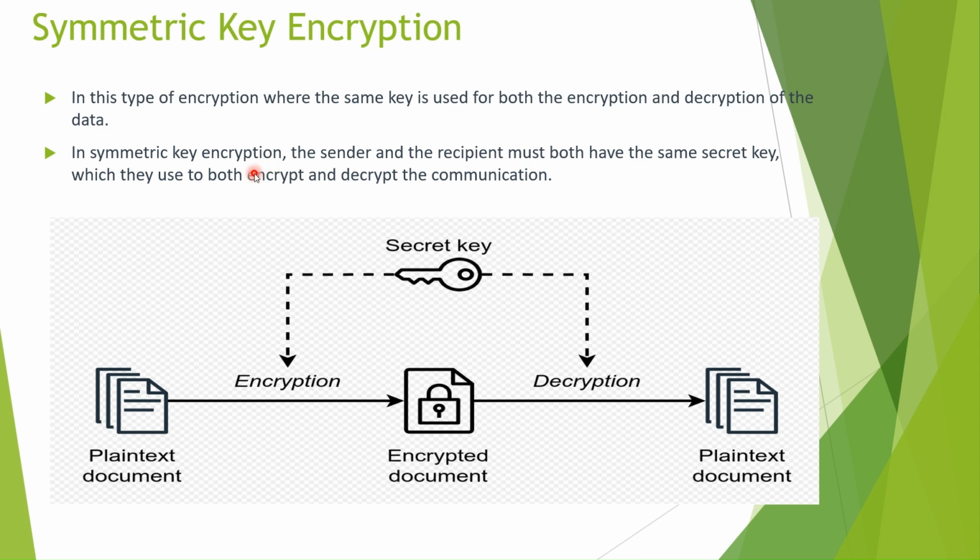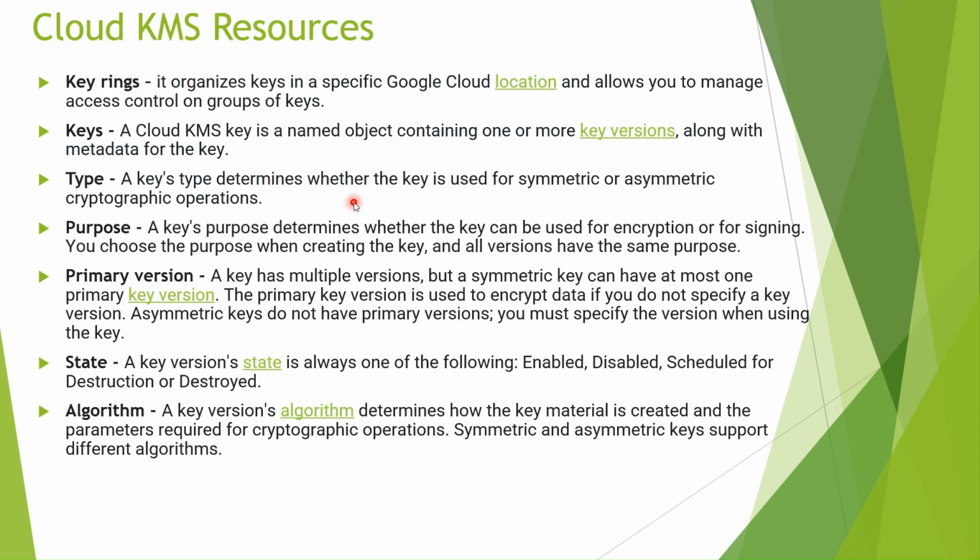In symmetric key encryption, the sender and the recipient must both have the same secret key, which they use to encrypt and decrypt the communication. So these are the Cloud KMS resources which you should always know whenever you use Cloud KMS. First of all, we have to create a keyring. Like in your home, you have a keyring in which you have multiple keys. Same thing here. We first create a keyring, and in that we organize our keys. There can be multiple keys for multiple things, like a symmetric key, an asymmetric key, or a different key for different application services.